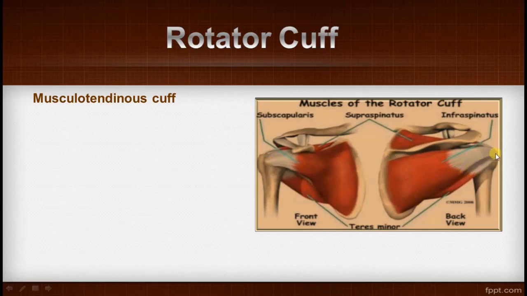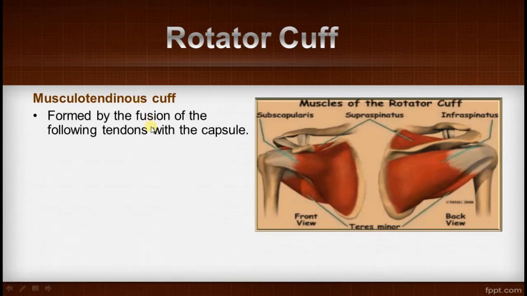What gets inserted into the greater tubercle of humerus? SIT muscles: supraspinatus, infraspinatus, and teres minor. Now, as the tendons of these three muscles insert, they become flattened out and merge with each other. These three tendons merge and form a cuff or covering-like structure, which is called the musculotendinous cuff.